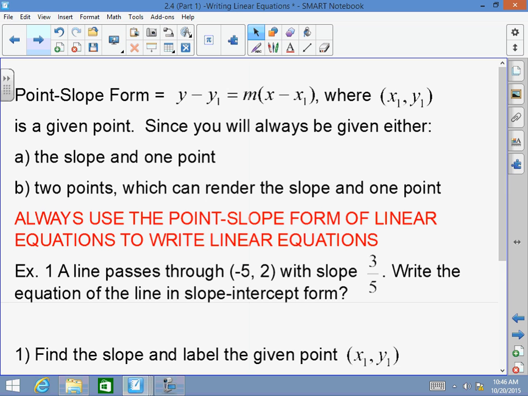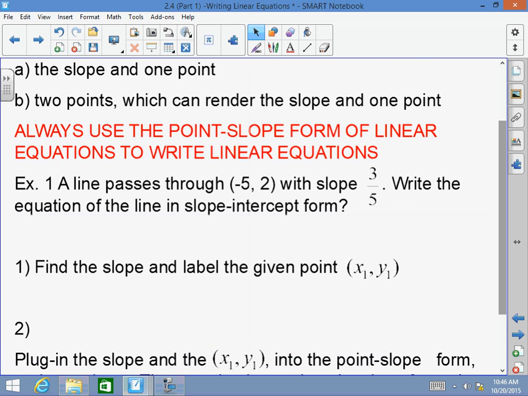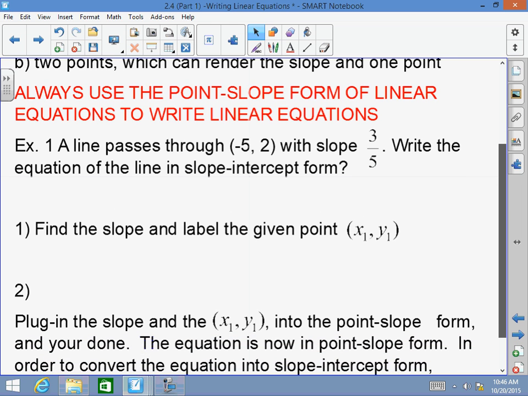Example 1. A line passes through negative 5, comma 2 with a slope of 3/5. Write the equation of the line in slope-intercept form. Okay. They're going to ask you to write the final answer in slope-intercept form, but in order to get there, you first have to put it into point-slope form. So, step 1, find the slope, which they already gave you, and then label the given point x1, y1. Well, in this case, my negative 5 is my x1, my 2 is my y1. Done. It's that simple. Okay?